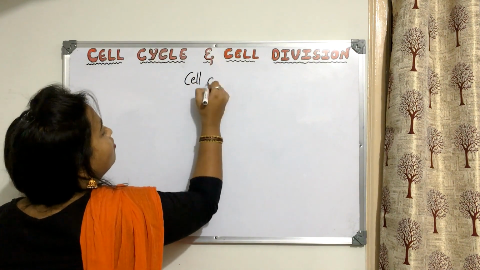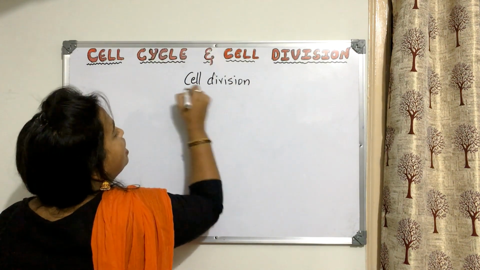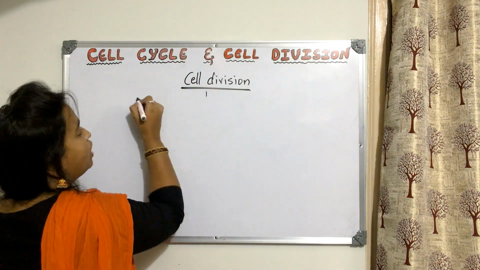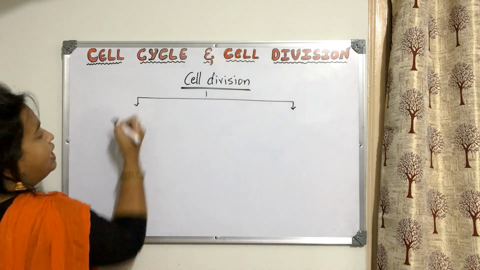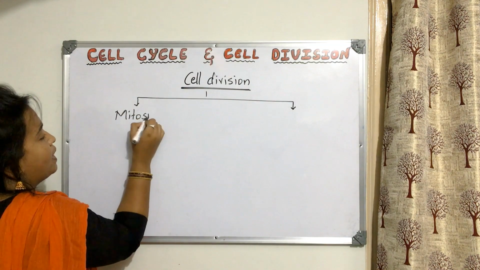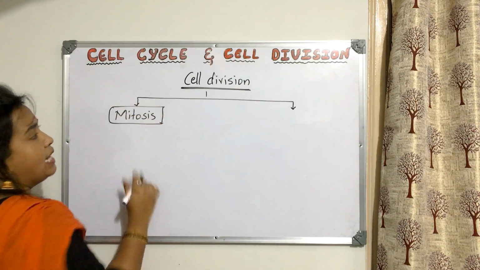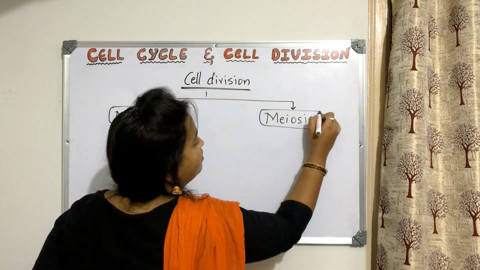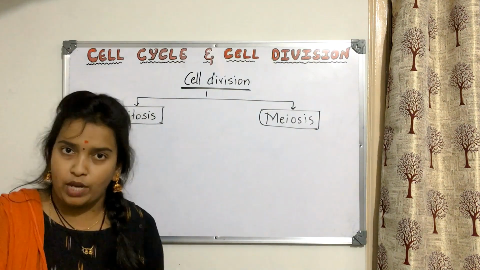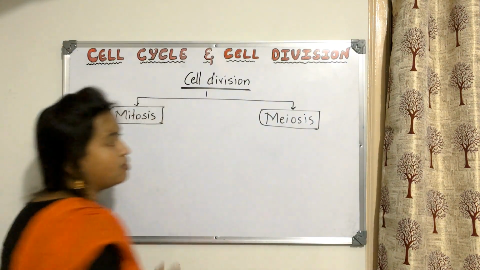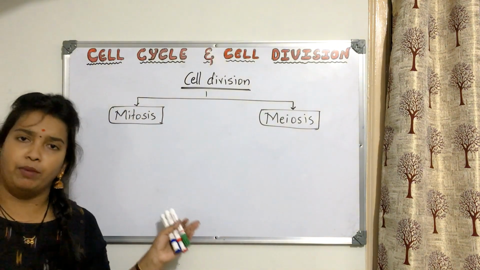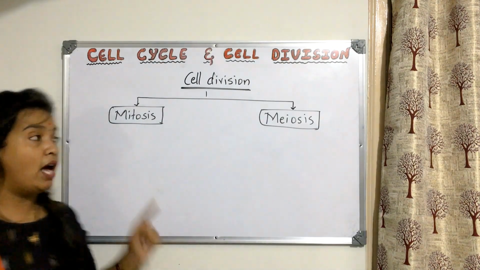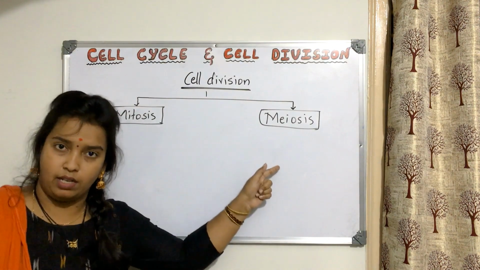Remember, cell division. Usually there are two types of cell division. One type is called mitosis. You people have already heard about this. And the other type is called meiosis. So cell division is of two types: one is mitosis and the other is meiosis. Let us take the example of human beings, as an easy way to understand that. We will try to make it as easy as possible.